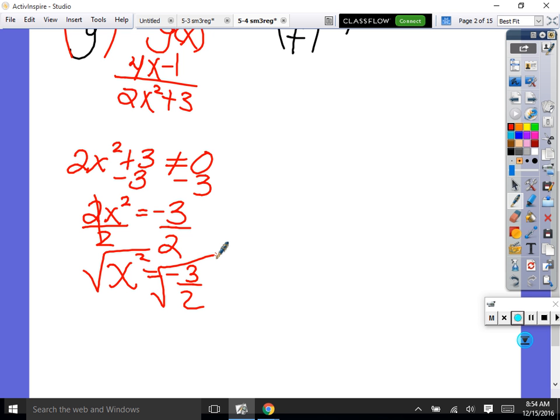Does that make sense? We have i's. So you could say x cannot equal i square root of 3 over 2, which we're not going to ever have, so you don't need to put it. Does that make sense? So there's no restriction.